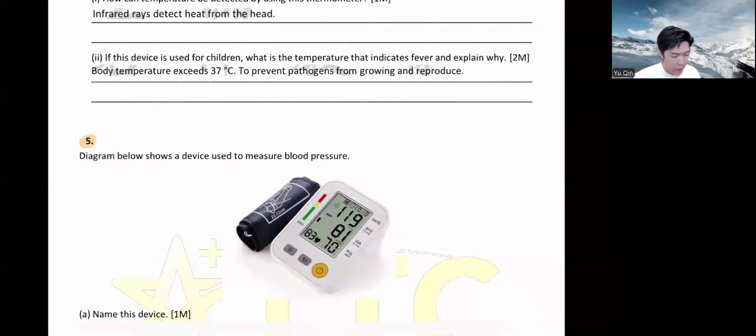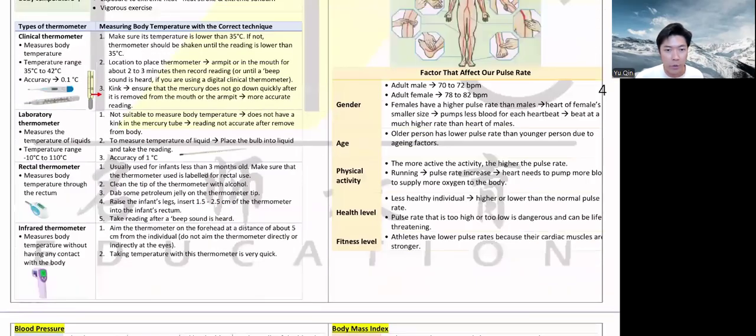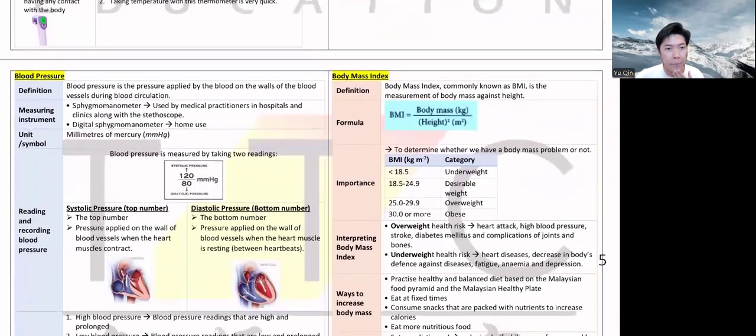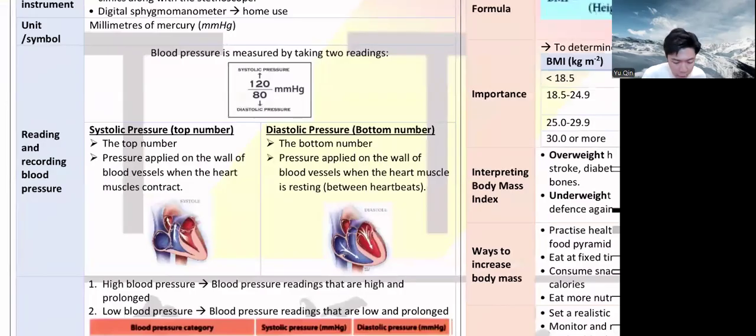Okay, so speaking about blood pressure, there are two types of pressure on our body: systolic pressure and diastolic pressure. Systolic pressure refers to when your heart contracts or pumps blood out of the heart. So 120, the bigger number, is systolic pressure, the stronger pressure, pushing blood away from the heart.